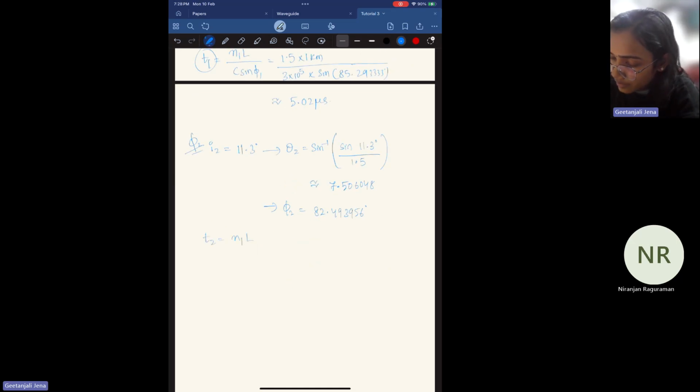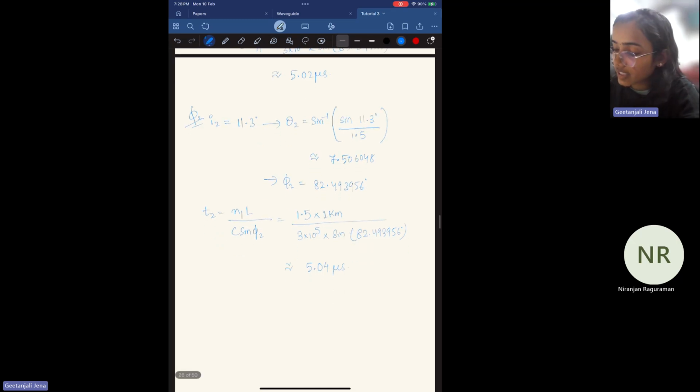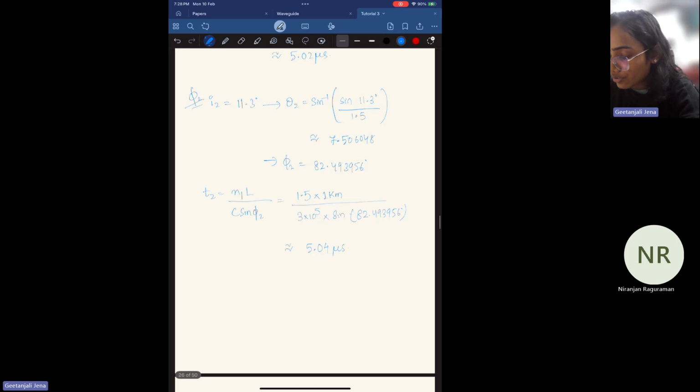It is N1 L by C sin phi 2. So it is 1.5, 1 kilometer, and C is 3 into 10 to the power 5, sin 82.493956. And this will give a value 5.04 microsecond. So earlier we have 5.02 microsecond. Now it is 5.04 microsecond.